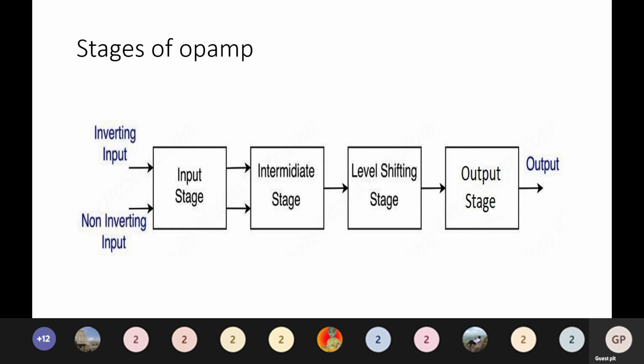And the third stage is the level shifting stage. So what is this level shifting stage? The level shifting stage has two purposes. One is that it has to produce zero output for zero input. Second, it should act as a buffer, right? That is, it will be a buffer between the intermediate stage and output stage, and it will be performing the operation of level shifting.